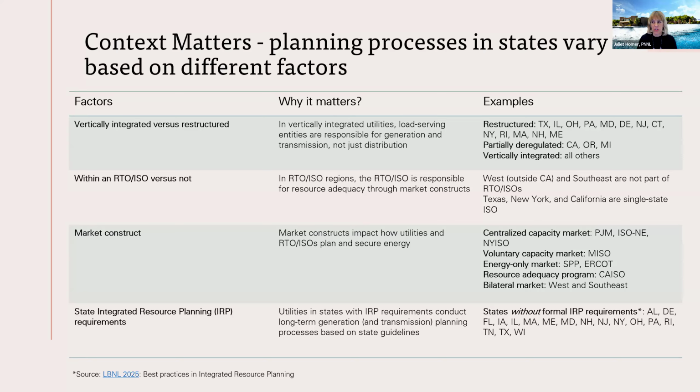So in RTO and ISO regions, the RTO and ISO is responsible really for the resource adequacy through a market construct. And onto the next item here, market constructs also are important. They can impact how utilities and RTOs and ISOs plan and secure energy, whether there are centralized capacity markets and that sort of thing. And then finally, whether a state requires integrated resource plans by utilities, and the level of rigor in those requirements, can also impact how a state would be involved in utilities' planning processes. And I'll talk more about IRPs here in just a minute.